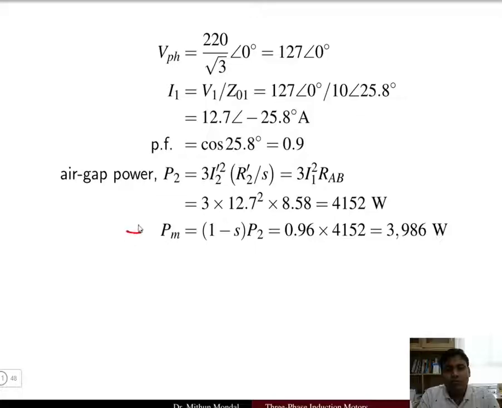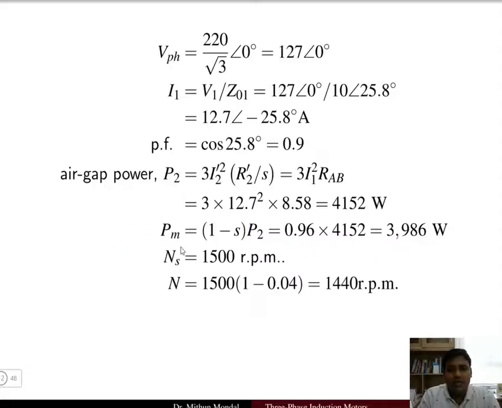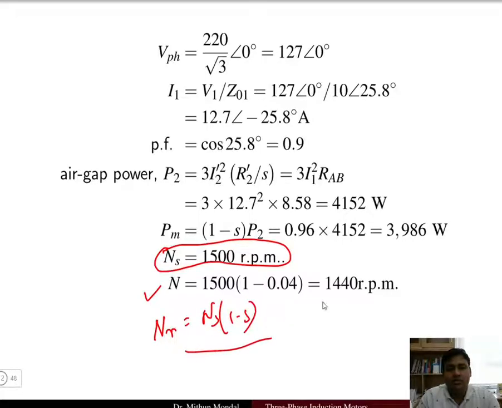Now the mechanical power developed PM, we know the formula is 1 minus slip into P2, that is the rotor air gap power, which is 4152, the value of P2, and 1 minus slip will give you 0.96. So it gives 3986 watt as the gross mechanical power. Now the given condition is that the synchronous speed is 1500 rpm. So the rotor is running at a speed Nr equal to Ns(1 minus s). So this gives you 1440 rpm.